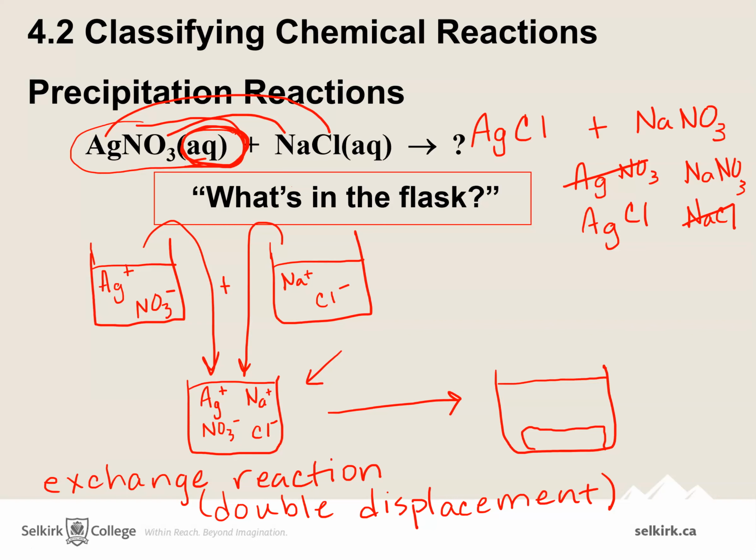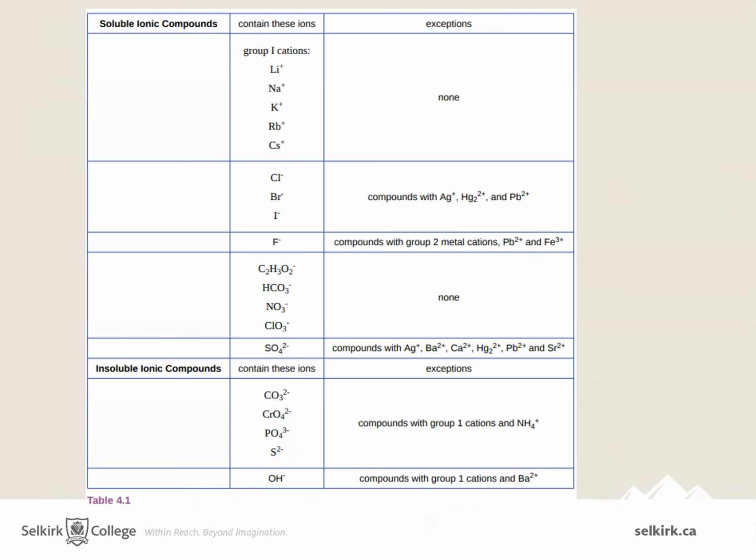Almost done here though. I don't know which of those two potential products, silver chloride or sodium nitrate, is the solid. And what I'm going to need to solve this is a table that will be provided to you anytime you need it. This is a table of solubility rules. And as I say, we don't memorize here. I will provide you this table anytime you need it. Your job is to learn how to use it.